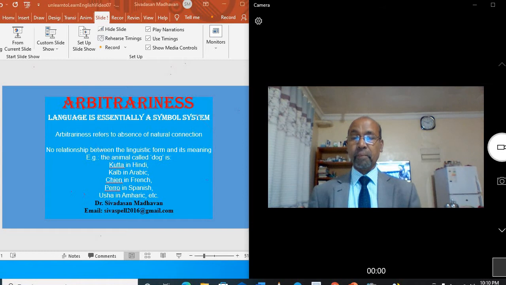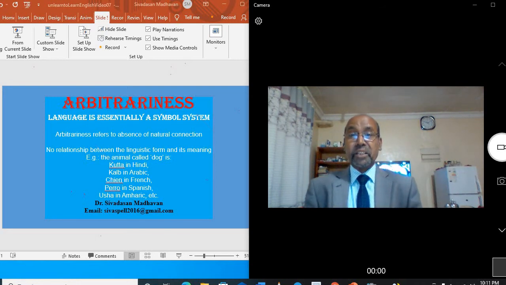For example, the word dog in English refers to a particular animal, and that same animal will be referred to with different words in different languages. For example, in Hindi it is kutta, in French it is chien, in Amharic it is usha, in Malayalam it is naya, etc. So the same animal is referred to with different linguistic forms. What is the reason behind it? Every language has its own special nature of attributing meaning to it. That means linguistic forms have different meanings, but there is no base for that.